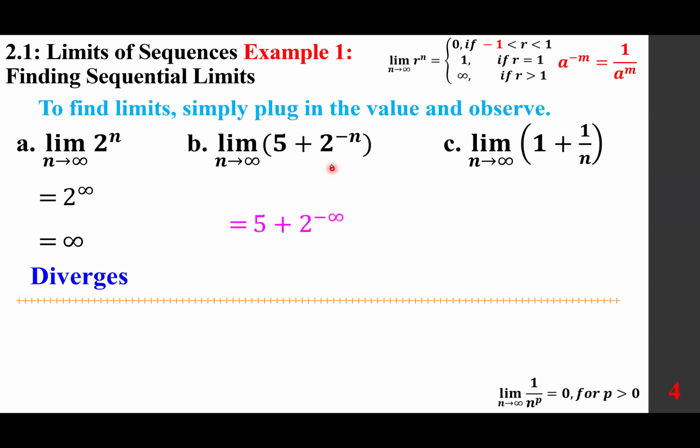Let's do this one. 2 to the power of minus n. According to the negative exponential rule, a to the power of minus m is 1 over a to the power of m. So 2 to the power of negative infinity equals 1 over 2 to the power of infinity, which makes it 0. They add up to 5, and it converges.